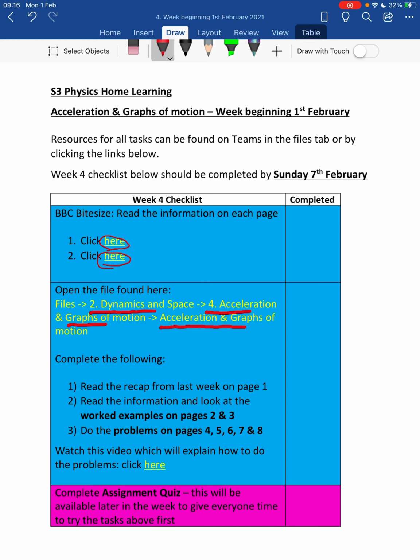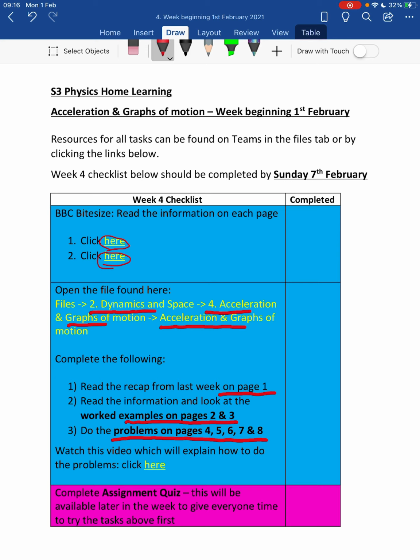You're going to read the first page, which is a recap of last week's work, so that we know how to describe the motion from a speed-time graph. Then you will look at the examples on pages 2 and 3, which I'm going to talk you through on the next video. When you've looked at the examples, you'll then be able to do the problems on pages 4, 5, 6, 7 and 8.